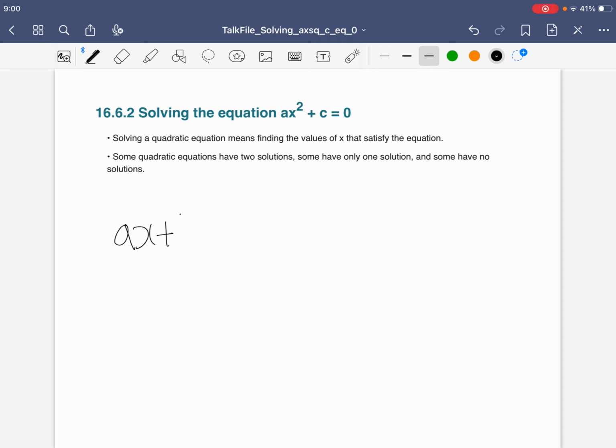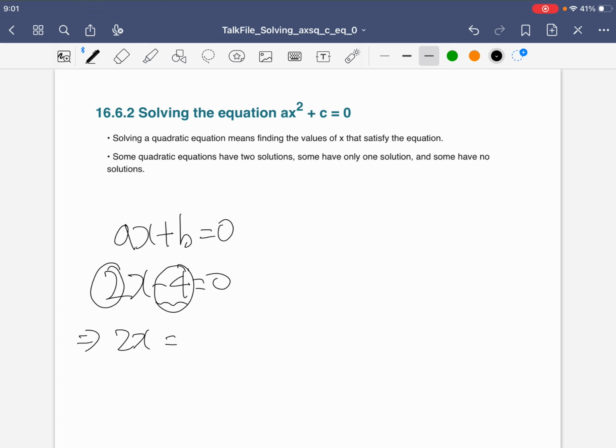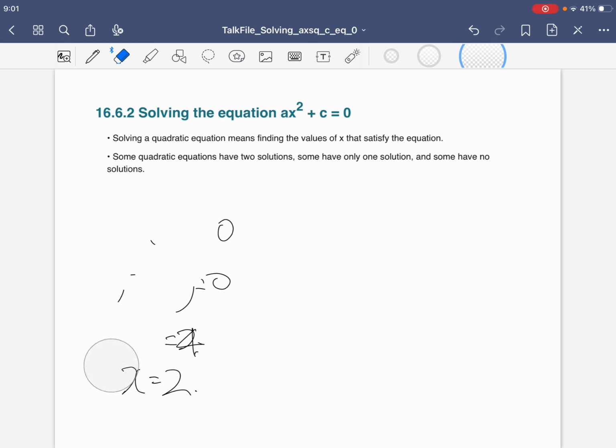So like this, ax plus b equals 0. For example, x minus 4 equals 0, 2x minus 4 equals 0. What you usually do is make x the subject. So we are gonna move the other numbers to the other side. 2x becomes 2x equals 4, and then we divide both sides by 2, then you get x equals 2. That's how you solve linear equations.